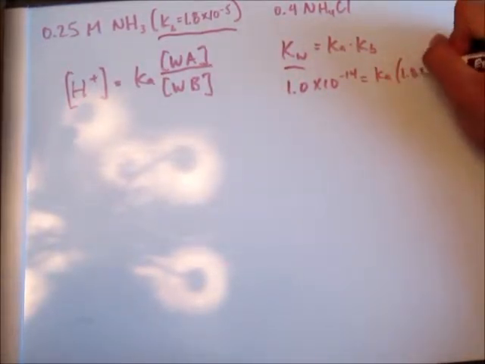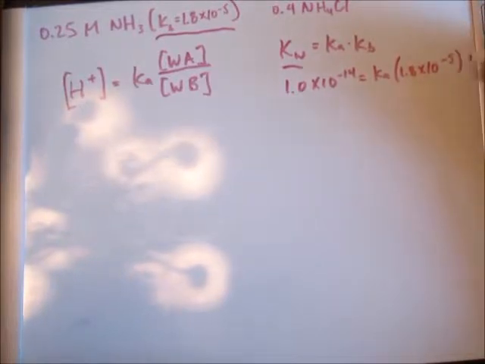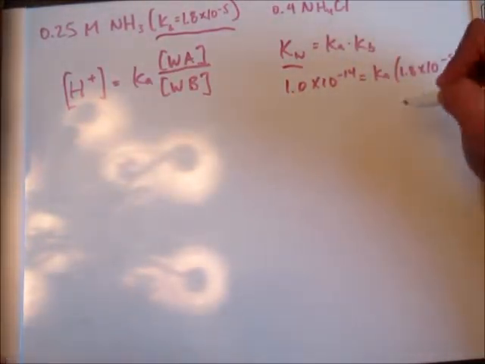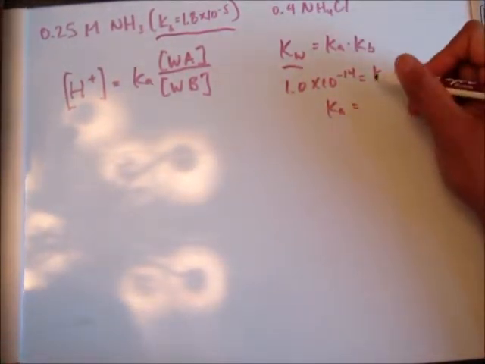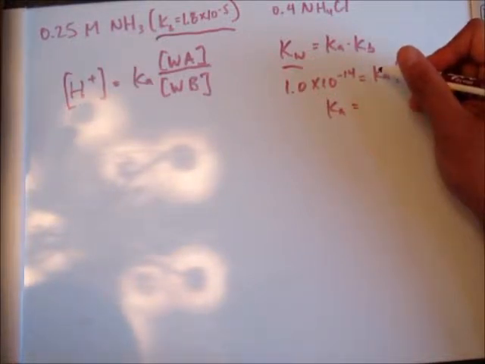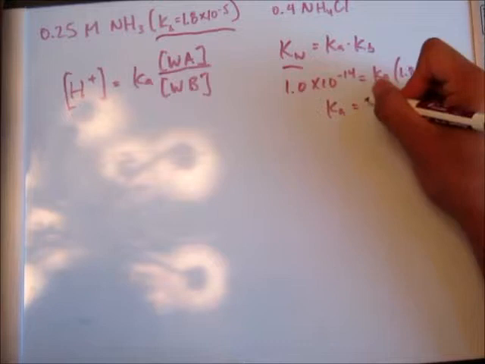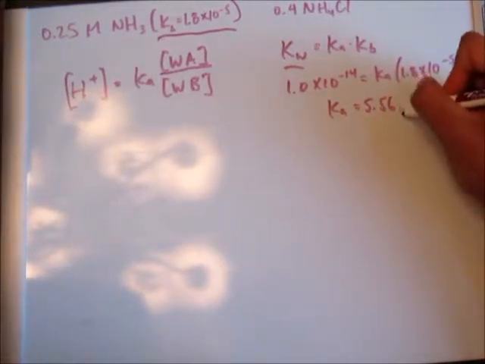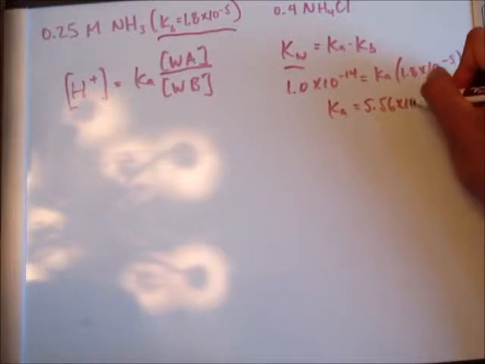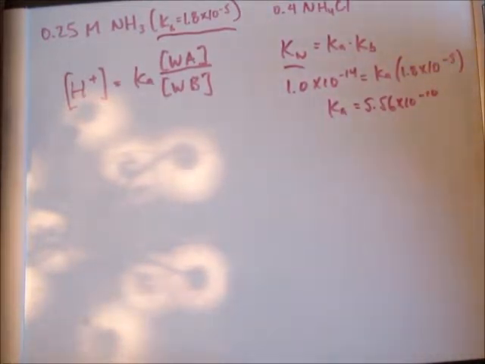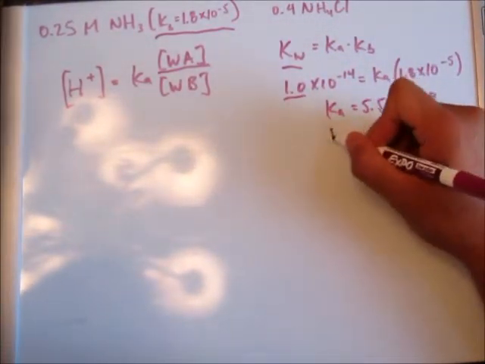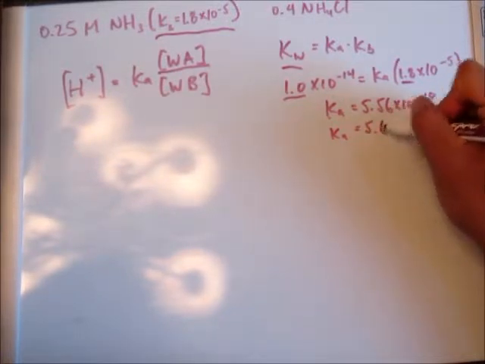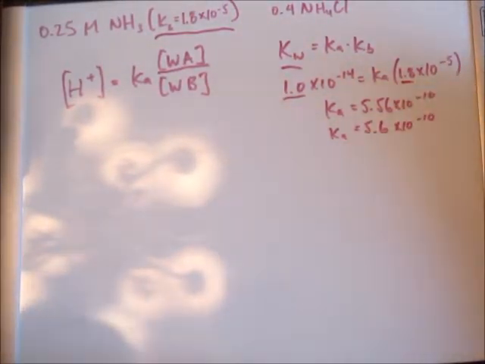Now to find Ka, all we have to do is plug into the calculator, and we divide 1.0 times 10 to the negative 14 by 1.8 times 10 to the negative 5, and we get a Ka of 5.56 times 10 to the negative 10. But since sig figs are important, we only see 2 sig figs in each one, so we say that Ka is 5.6 times 10 to the negative 10. Now that we have Ka, we can solve for H plus.